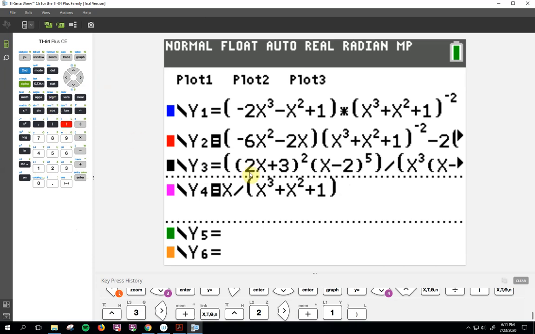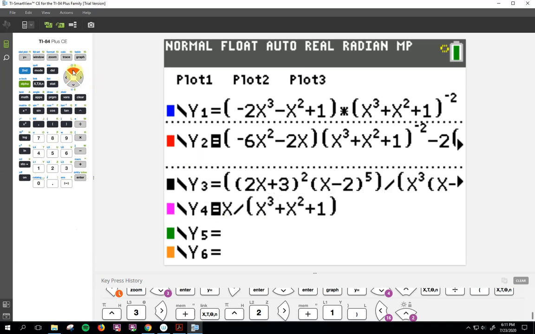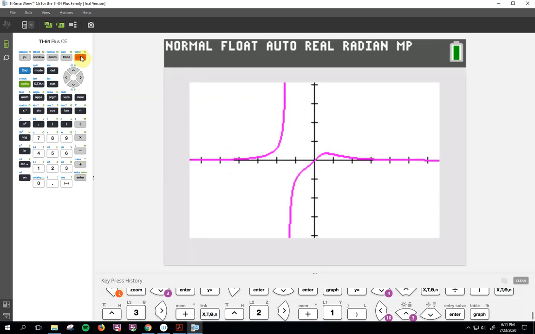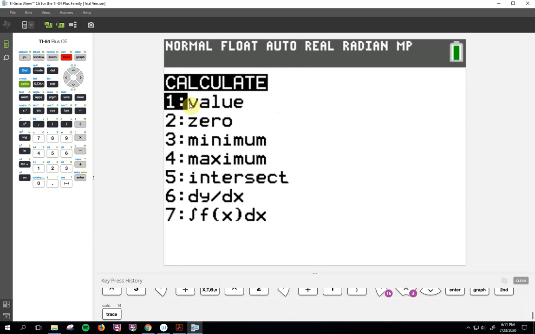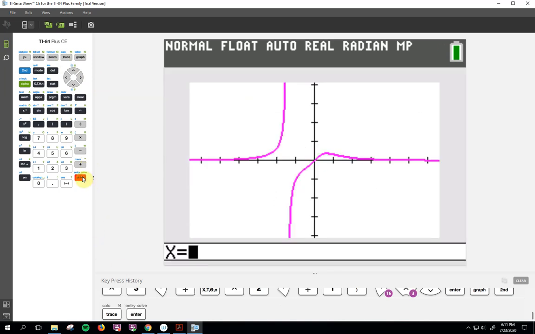Okay, and then we want to unhighlight anything else, the equal sign. So we don't want y2 to show, we don't want the graph of y2 shown. So it's just y4. Now hit graph. We don't care what we see. This is the graph of the function. We want to hit second calc and value. We want to know what the y value is.